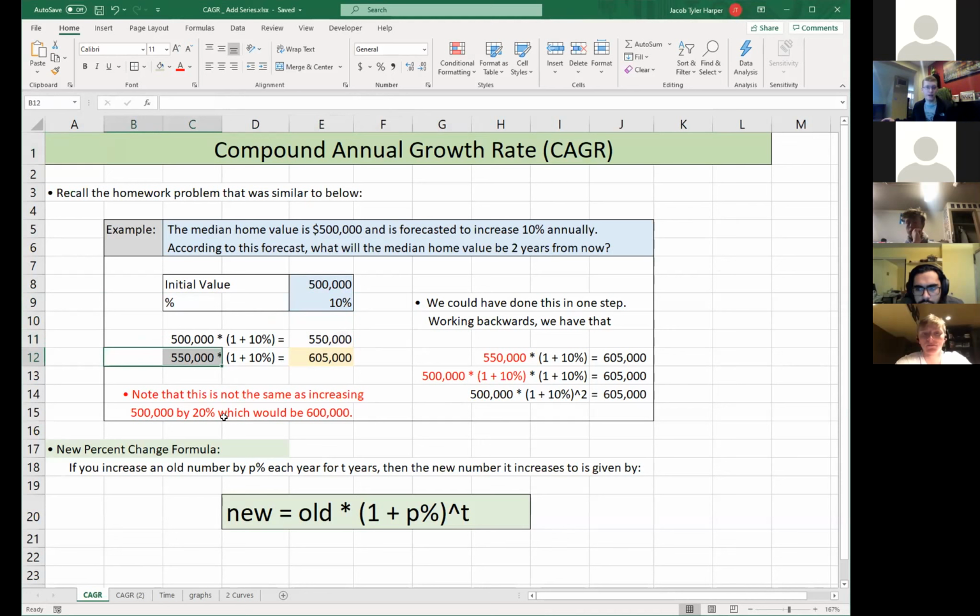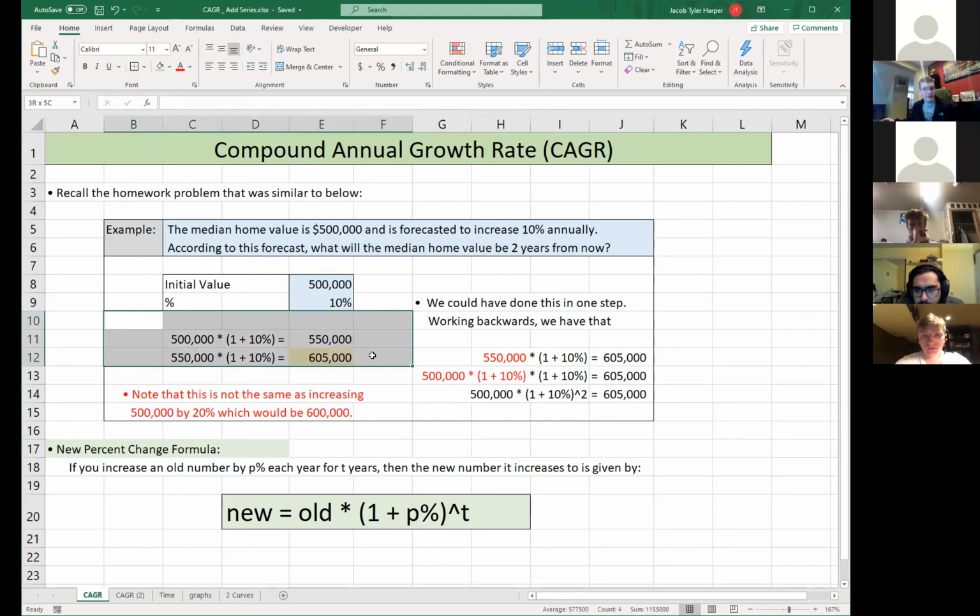Well, we take that value we just found at the end of year 1, we increase that by 10%, and then finally, that's our number at the end of year 2. What I want to point out is that is not the same thing as just increasing by 20%. So that percentage we have, you don't just take it twice for 2 years and double it and go 20%. That would just give us 600,000.